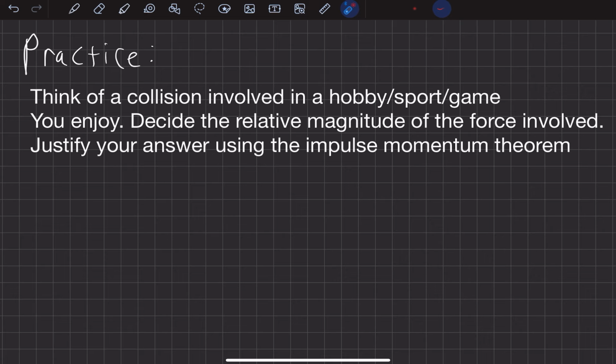I want you to explain how big the force is. Now, of course, you don't have numbers, but you can do relative size, like big force, medium force, small force. Most importantly, I want you to be able to justify your answer using the impulse momentum theorem. So the idea is that you're going to use that equation to explain why you think the force experienced is large, medium, or small.